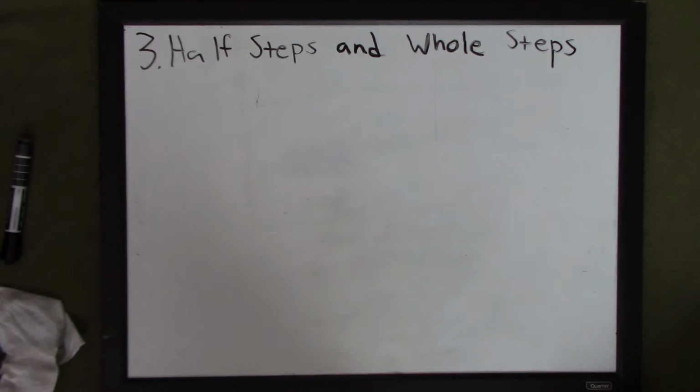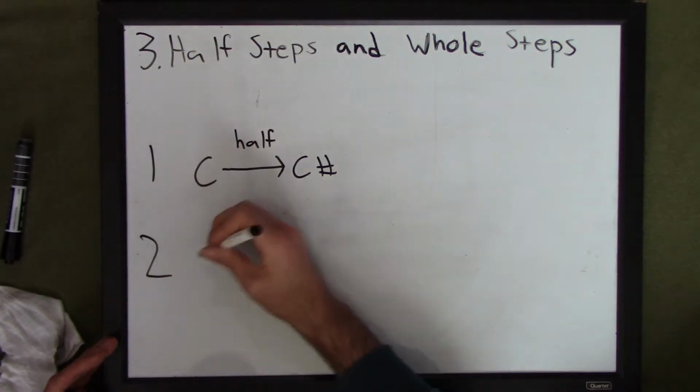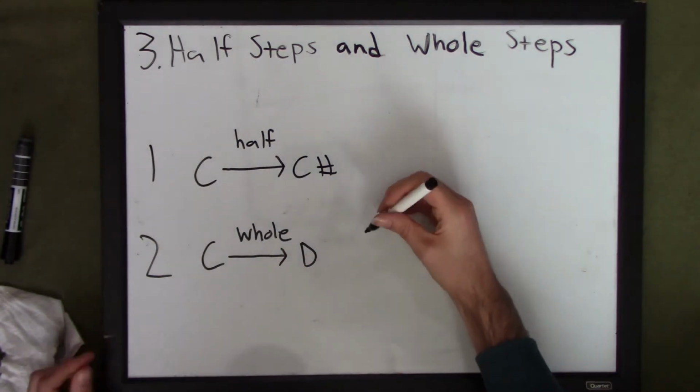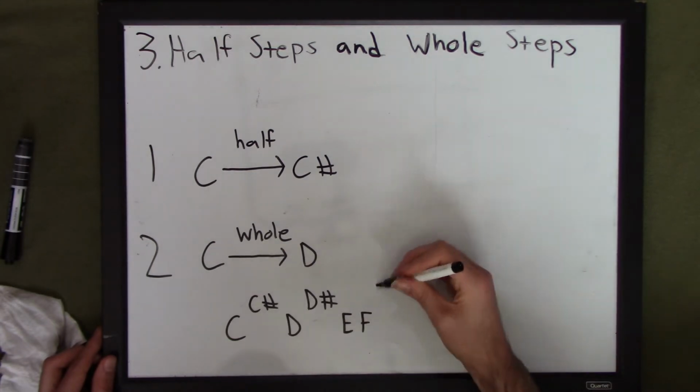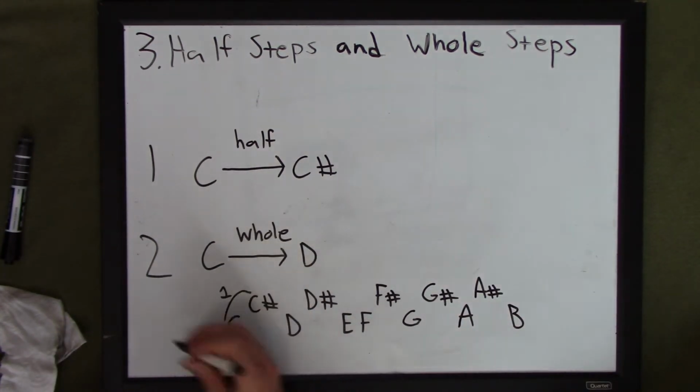So when I go from one note to the next note over, either up or down, it doesn't matter, that is a half step. When I go from one note 2 notes over, that is a whole step. So if I'm at C and I go up to C sharp, that's the very next note, the one right next to it. That is a half step.